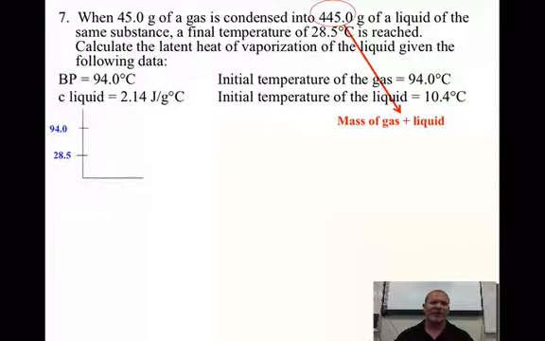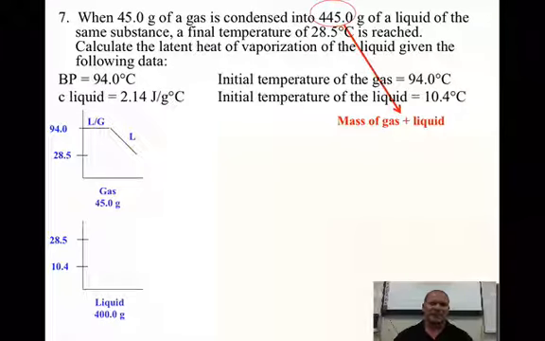So first, just plot out. We're going to plot out what happens with my gas. The gas, first of all, we know has a mass of 45 grams, and we know the initial temperature of my gas started at 94.0 degrees Celsius, and according to the problem, it ended at 28.5 degrees Celsius as a liquid. So what you must understand, you have 2 baby Qs you have to go through on the gas side. First, I had to change from a gas back to a liquid. Then as a liquid, it dropped back down to 28.5. And we know it was a gas at that point because the boiling point was at 94 degrees Celsius. So it started at the boiling point.